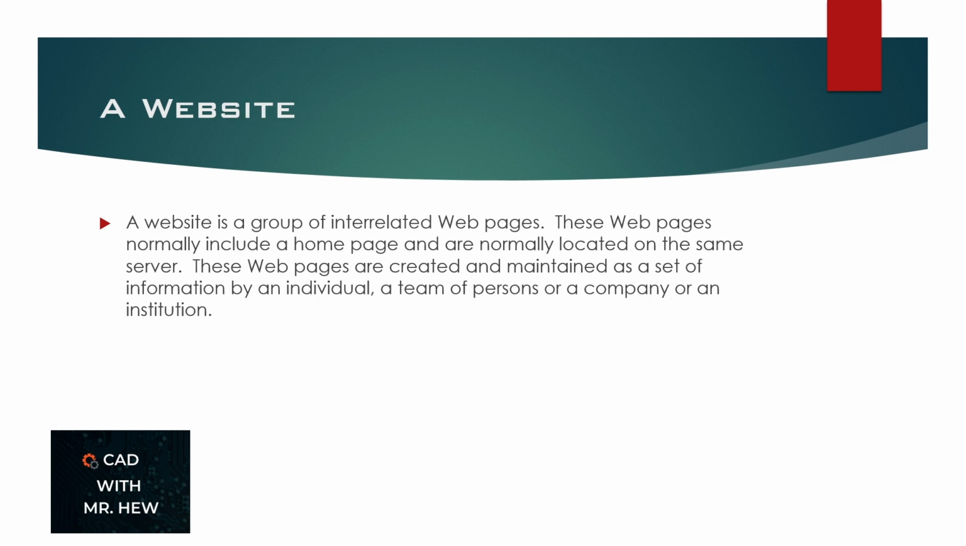A website. A website is a group of interrelated web pages. These web pages normally include a home page and are normally located on the same server. These web pages are created and maintained as a set of information by an individual, a group of persons, or a company or an institution.